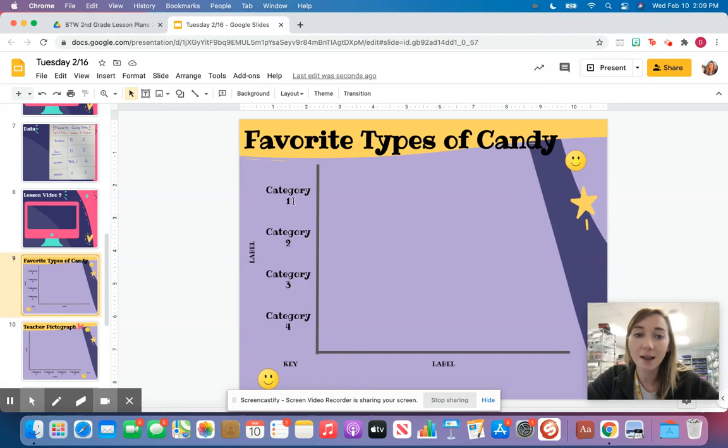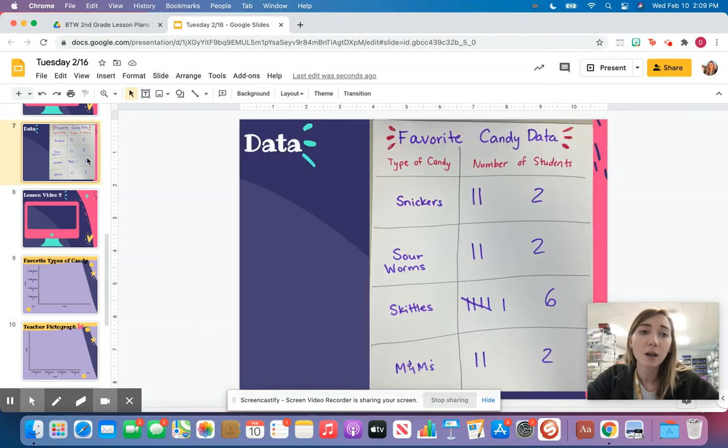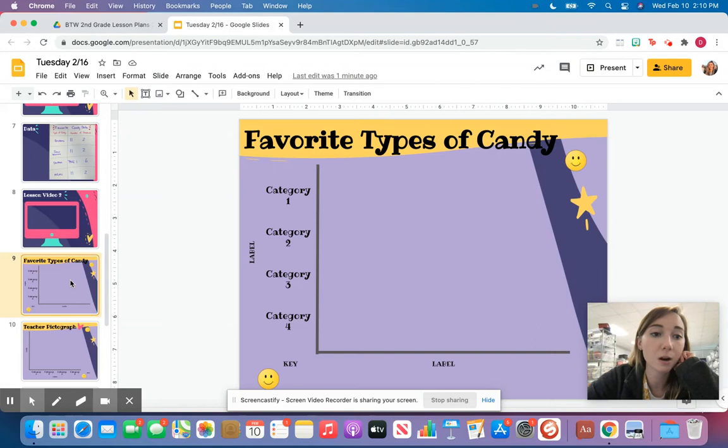So over here I have category 1, category 2, category 3, category 4. So what were the different categories I had? They were Snickers. What else is the second one? Sour worms, sour gummy worms. Skittles was third, and fourth was M&Ms. So those were our categories.